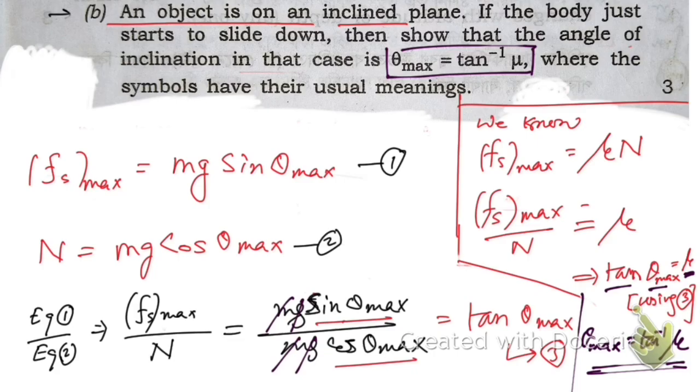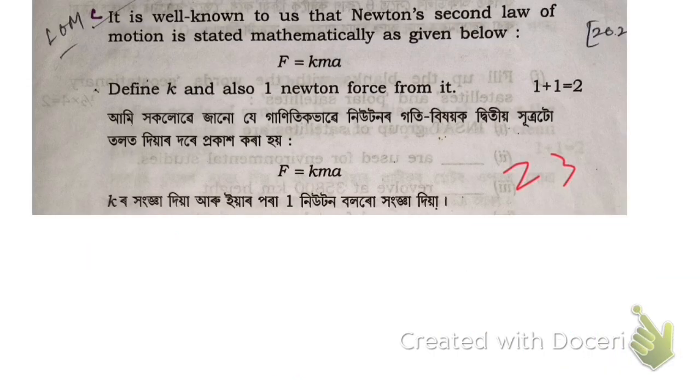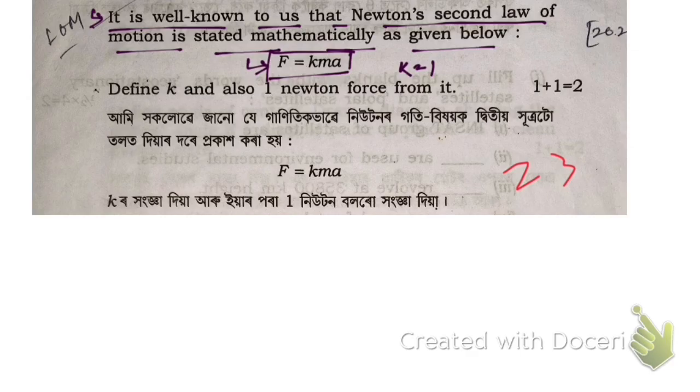So now what is the next question? Let me take the next question. Here you see, it is well known to us that Newton's second law of motion is stated mathematically as given below, that is F is equal to kma, where value of k is 1, we know that, right? So here we need to define k, and also we need to define 1 Newton force, right? Now let me write the answers. This question was also asked in 2023, right?